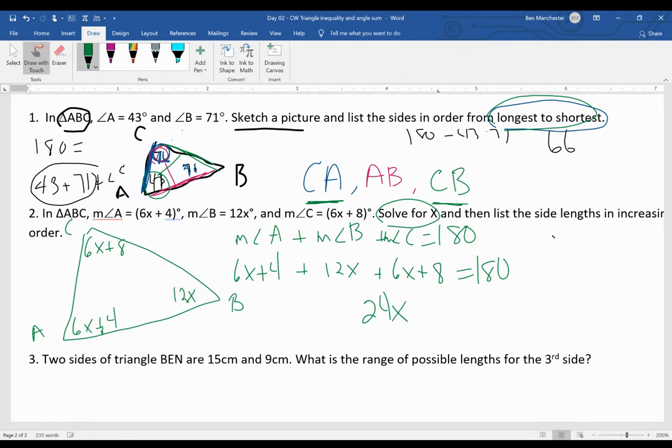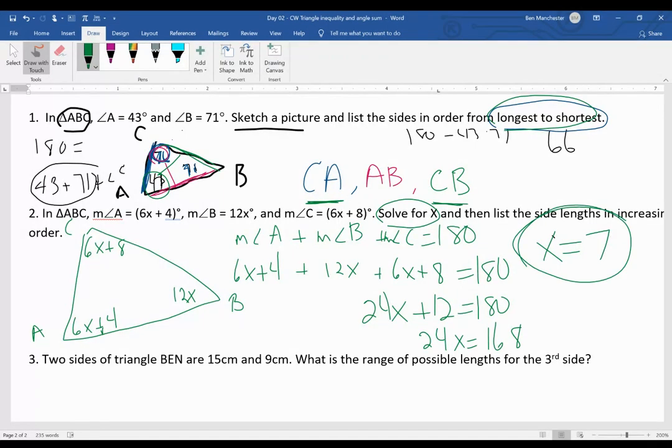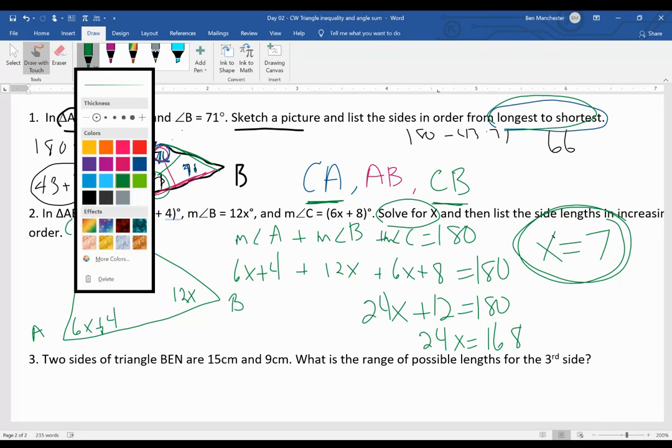Okay, so we do all of our combining of like terms. Okay, we subtract 12 from both sides. And then we solve for x by dividing both sides by 12. And we get x is 7. Okay, so x is 7. Super. Now we can go back in and figure out what all of these angle measures are. What's their actual degrees? So let's go ahead and do that.